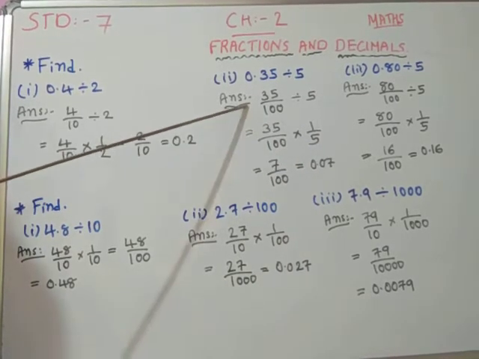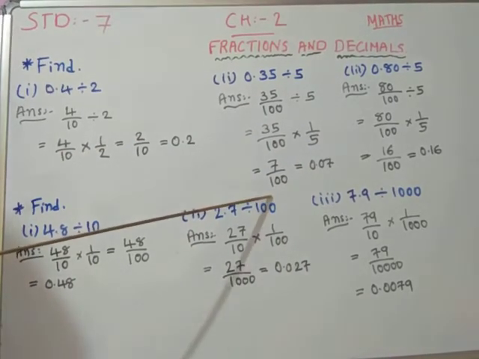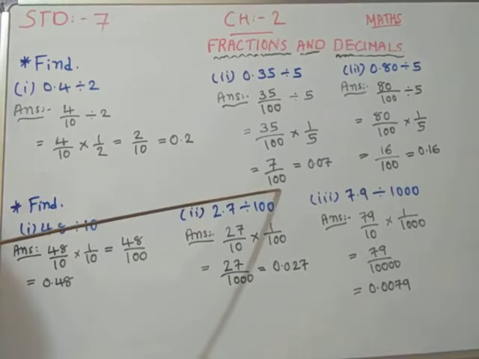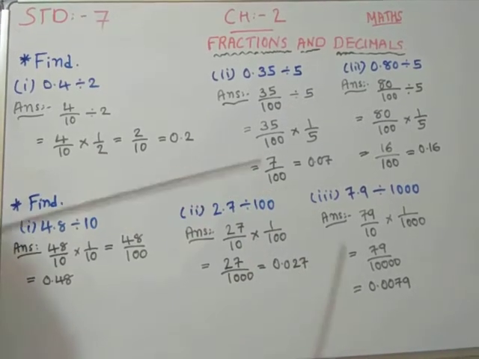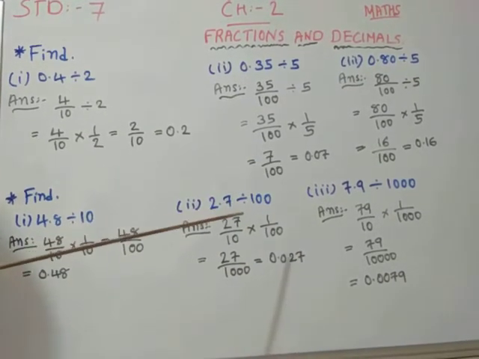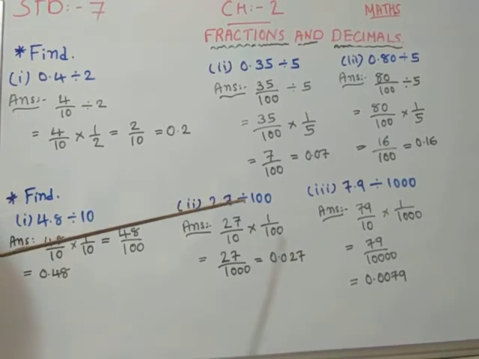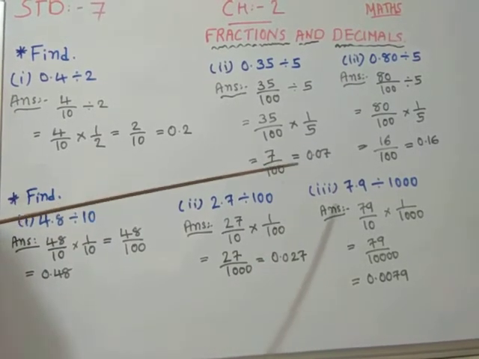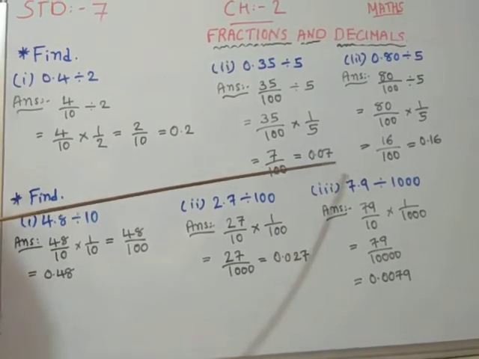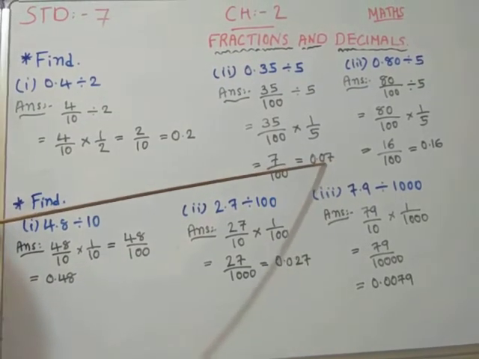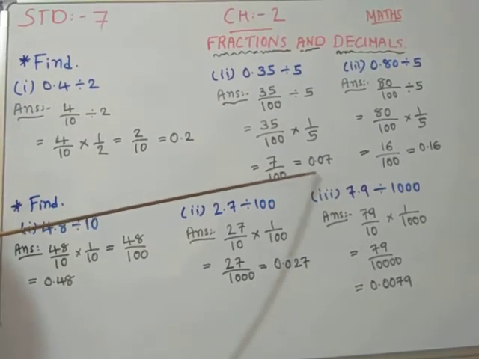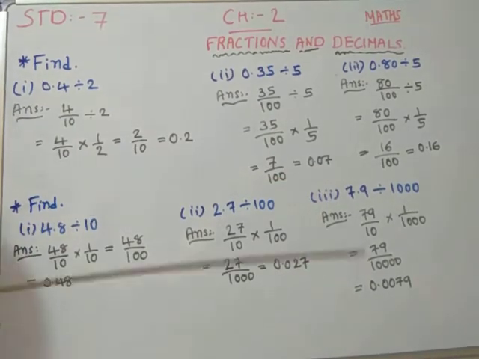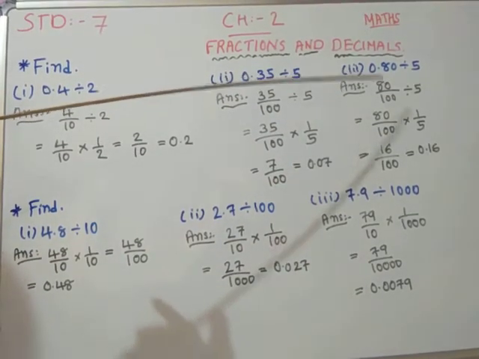5 sevens are 35, so 7 by 100. Now below there are two 0s, so you have to start from the right hand side, count 2 digits, and after 2 digits you have to put the decimal point. So here 7, no other digit, so put the 0. Now from the right hand side, 1 and 2 digits, and put the point there, so it's 0.07. Now let's take another example.